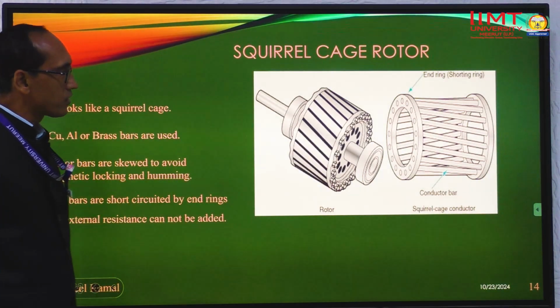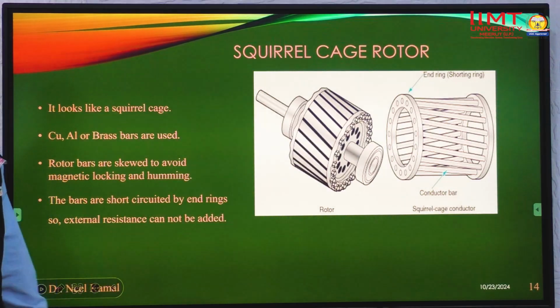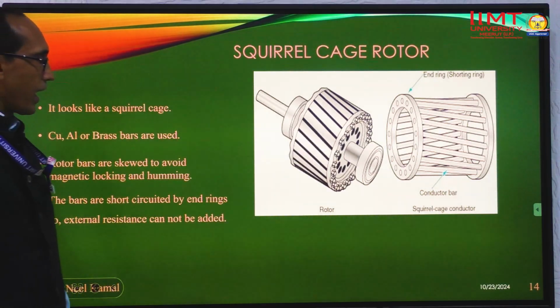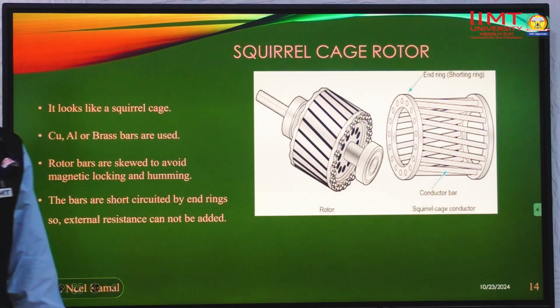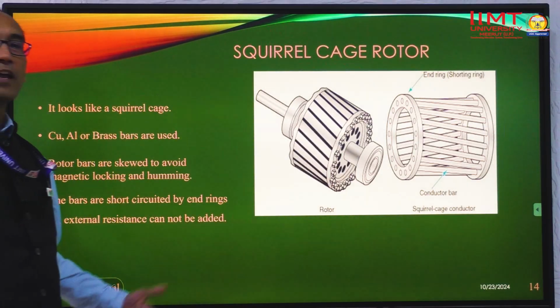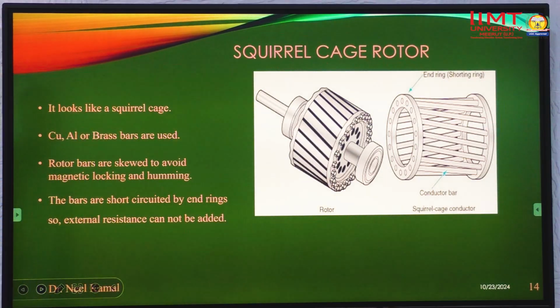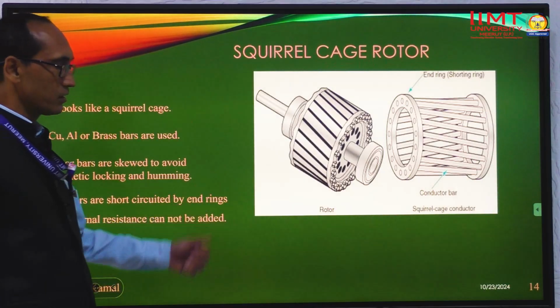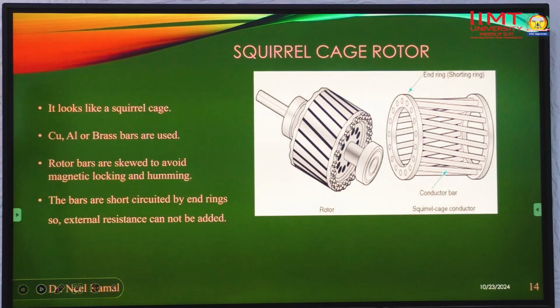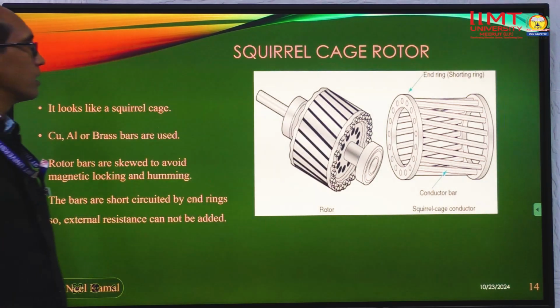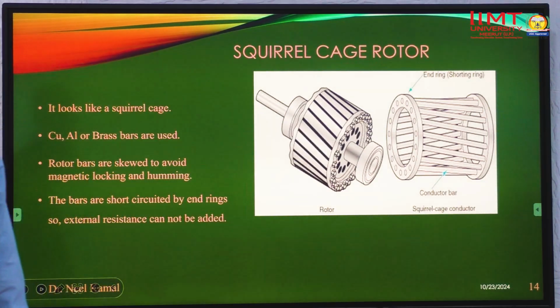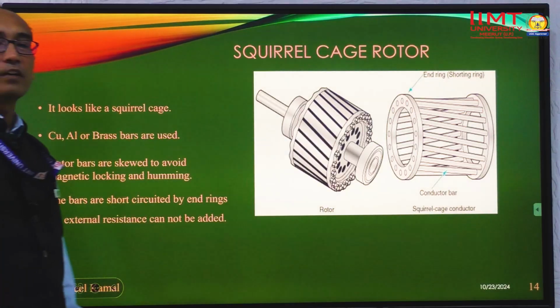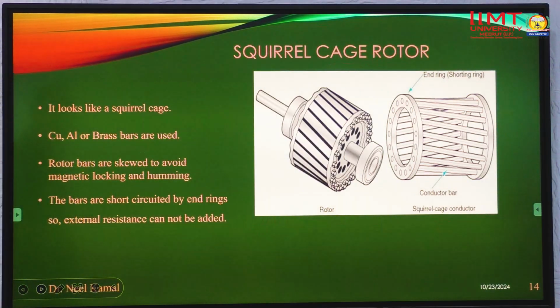So in this way we can say this is an already short circuited part of the rotor, and as it is already short circuited, we cannot further increase the resistance of this type of rotor. So we have another type of rotor, known as the slip ring type rotor, in which we can increase the rotor resistance by using three different slip rings.